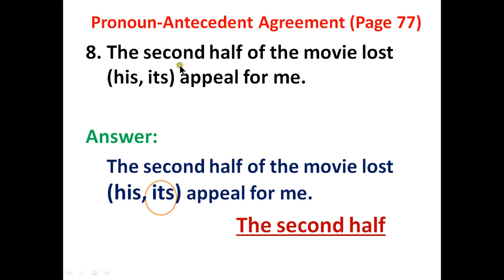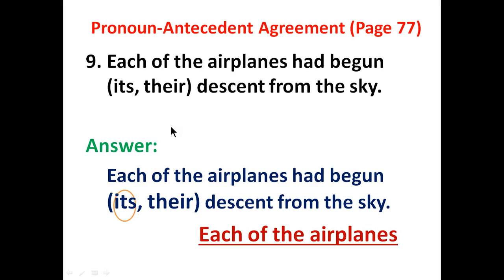Number 8. The second half of the movie lost its appeal for me. My dear students, please circle its and write the second half on the line. Number 9. Each of the airplanes had begun its descent from the sky. You will circle its and write on the line each of the airplanes. Each of the airplanes will become the antecedent for its.